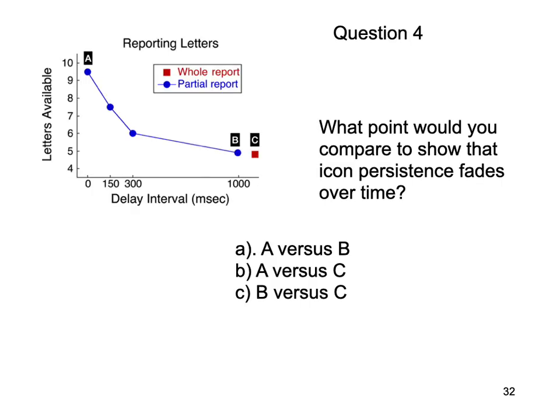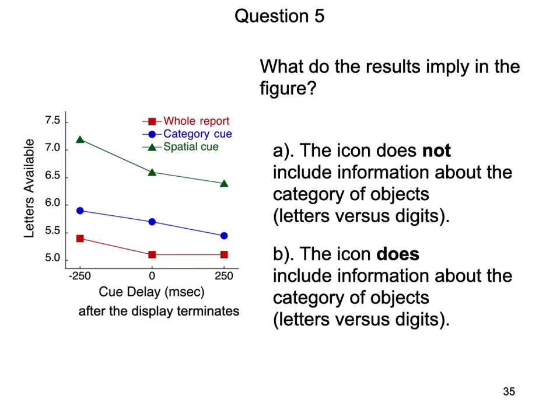So I asked some questions. What point would you compare to show that iconic persistence fades over time? You would, of course, compare A versus B, because A is when there's a very short delay, B is a longer delay, and so that's what you would compare to show, oh, look, under partial report, you lose information if you wait too long. What do the results imply in this figure? Does the icon include information about the category of objects? That's B. A, it does not include information, and we know, of course, it does.